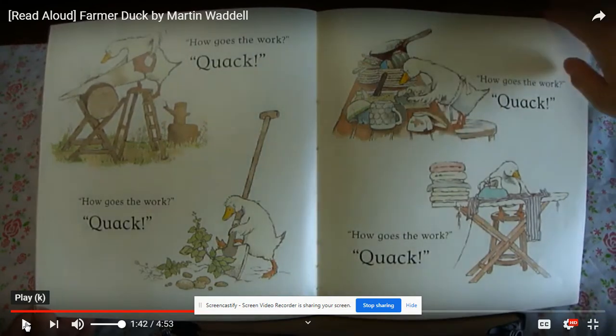Quack. So I want you to pause the video right now, and I want you to answer. Just put number 1 on your paper. Make sure your name's on it, and the top is labeled Farmer Duck, with today's date. And I want you to tell me what you think the duck is saying. What do you think the duck says when he says quack, when the farmer is asking him how the work goes? Once you've done that, you can push play, and we will continue.